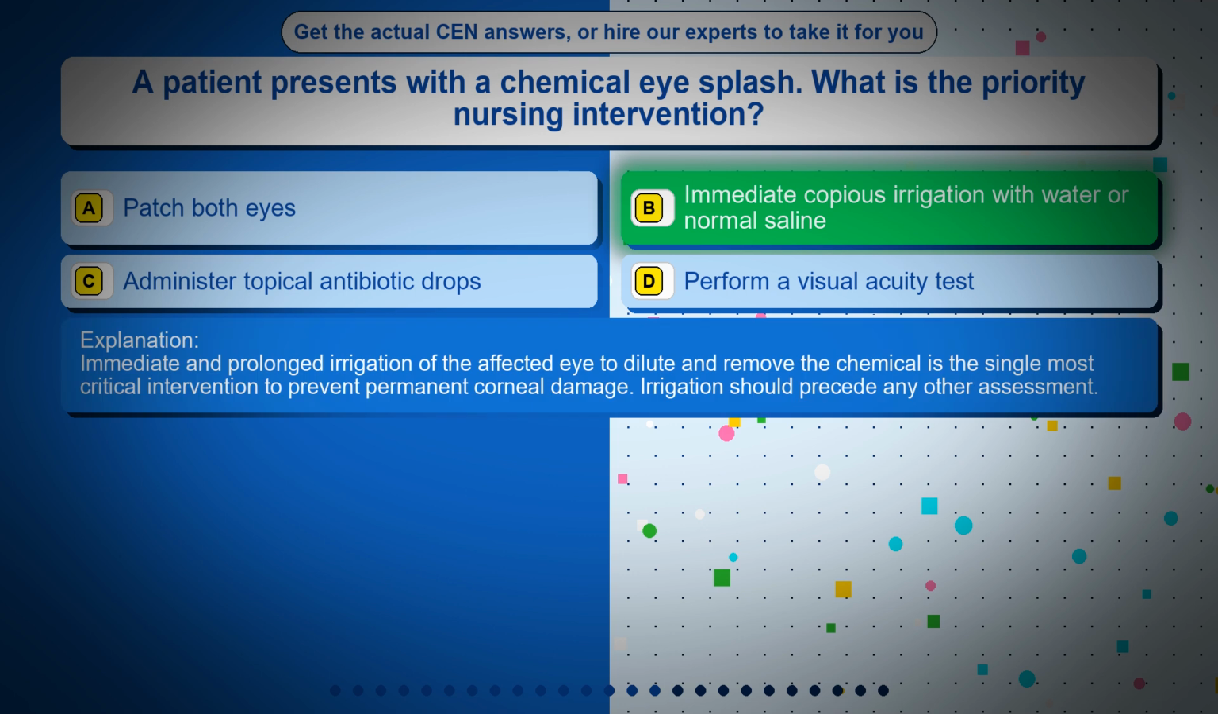Immediate and prolonged irrigation of the affected eye to dilute and remove the chemical is the single most critical intervention to prevent permanent corneal damage. Irrigation should precede any other assessment.